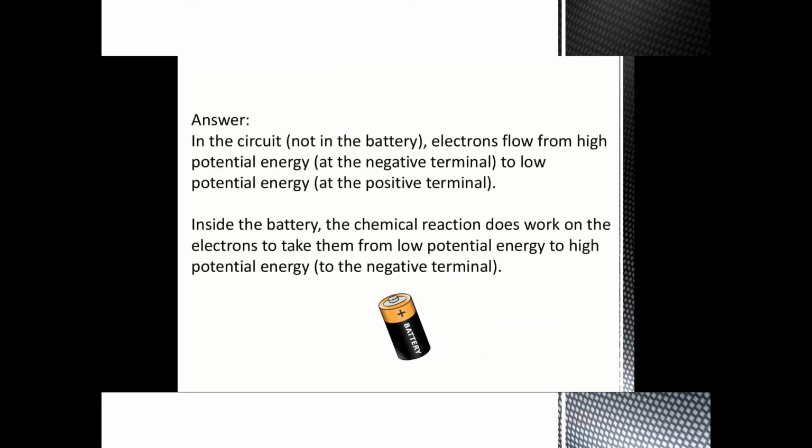So why would it want to do that? It's because there's a chemical reaction that does the work on the electrons to take them from the low potential energy to the highest potential energy, or the negative terminal. So the chemical reaction is what's creating the energy to get it out of the battery. If you don't have a chemical reaction, your battery's flat, which means it's not pushing electrons to the negative terminal to keep the circuit going. That's why your electrical device does not work when you've got a flat battery.